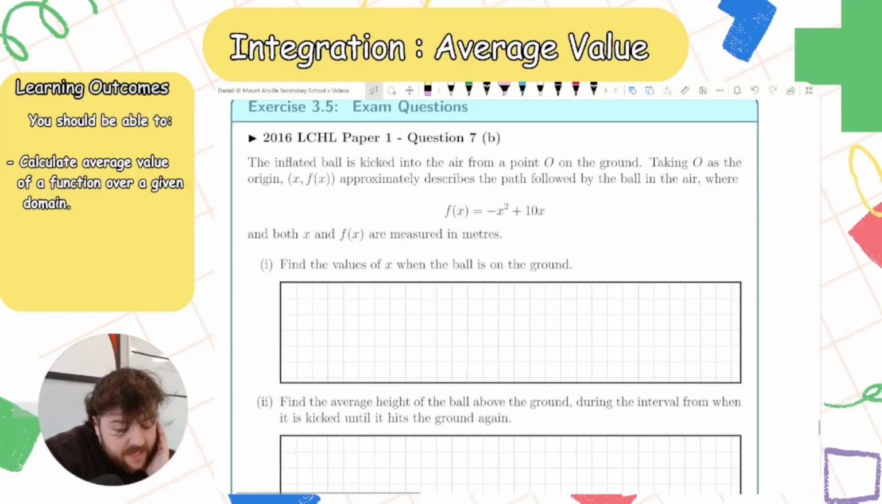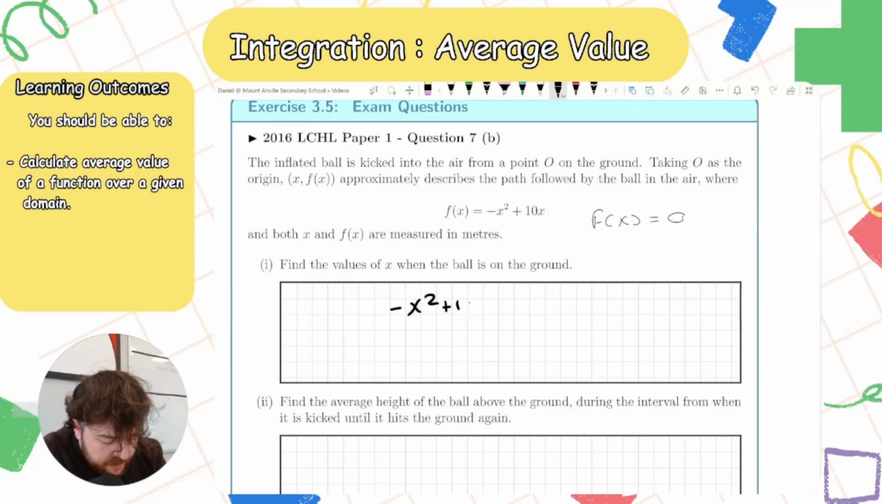The inflated ball is kicked into the air from a point O on the ground, taking O as the origin, and f of x approximately describes the path followed by the ball. f of x equals minus x squared plus 10x. Find the values of x when the ball hits the ground. f of x is the height of the ball, so we're looking for when the height of the ball is 0, so when f of x equals 0.